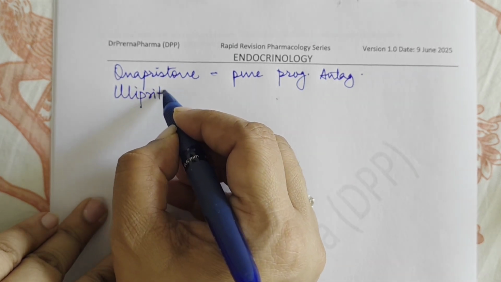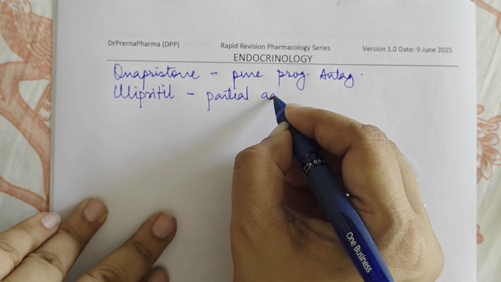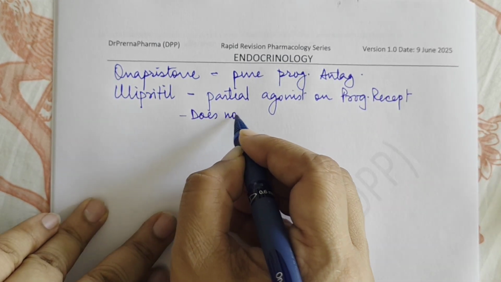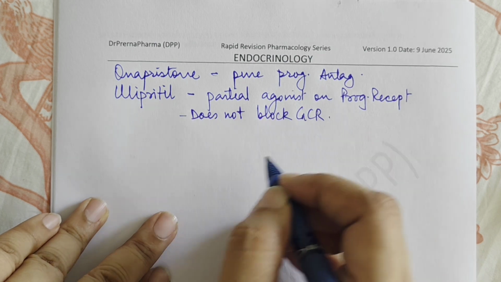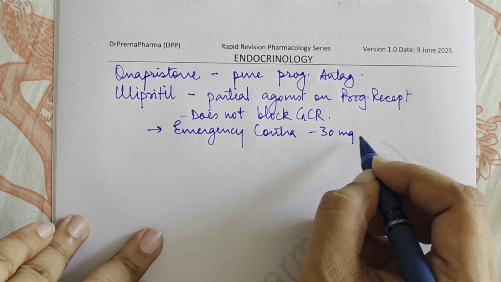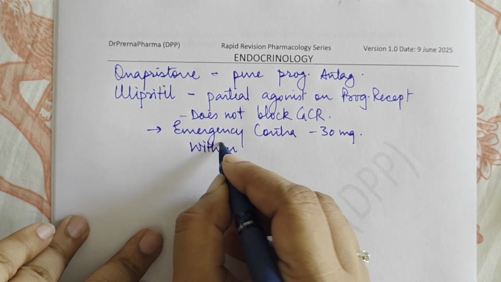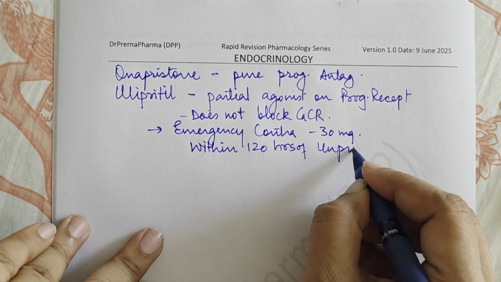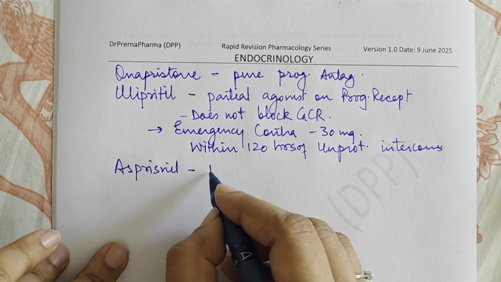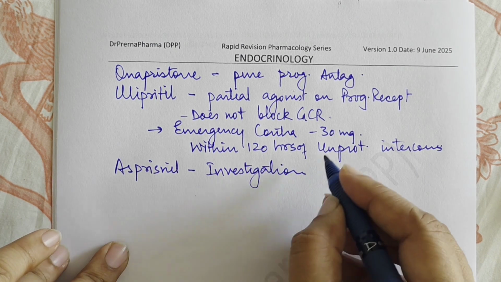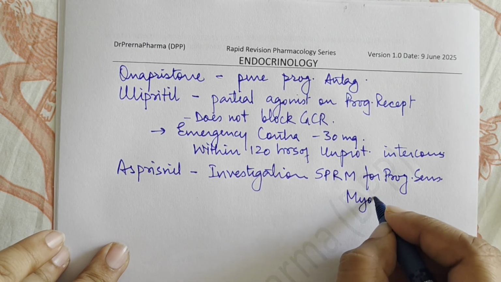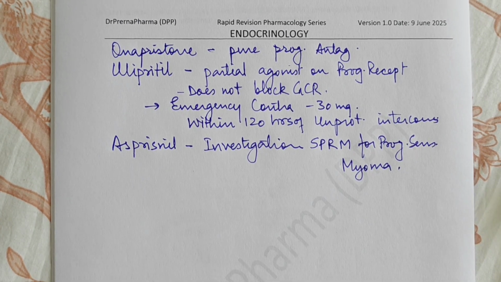Then we have a drug ulipristal. Ulipristal is a partial agonist on the progesterone receptor. It does not block the glucocorticoid receptor, right? It can be used as an emergency contraceptive at a dose of 30 milligram, and that has to be taken within 120 hours of unprotected intercourse. Then there is another drug, asoprisnil. This is an investigational SPRM and it is under testing for progesterone sensitive myoma. Okay, so these are some more anti-progesterone drugs, right?